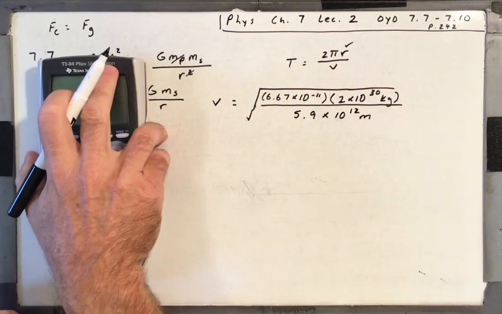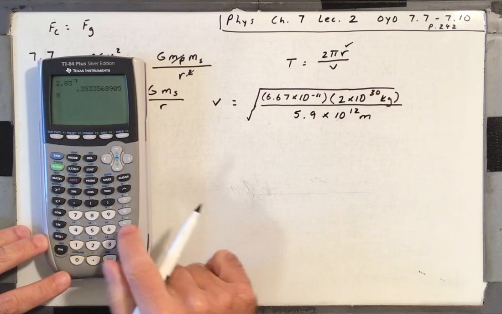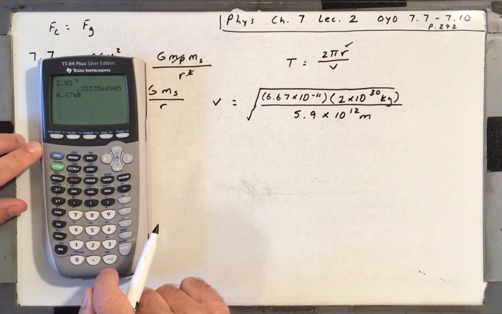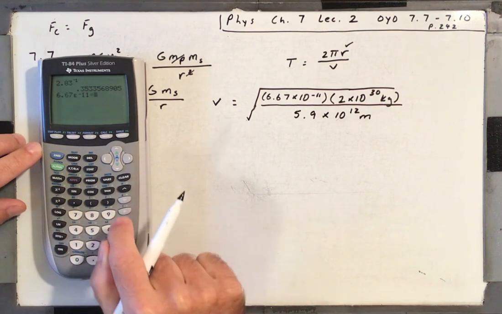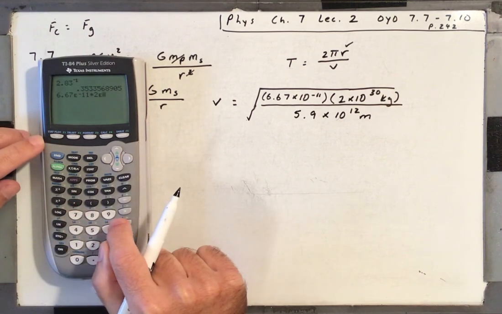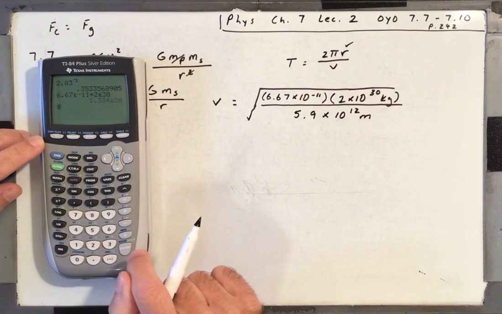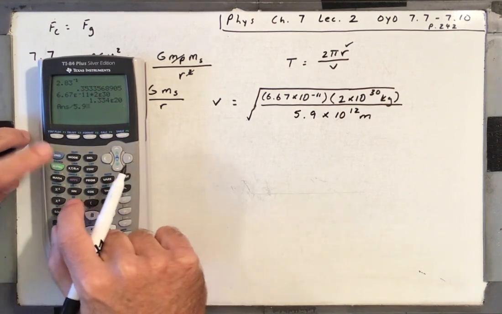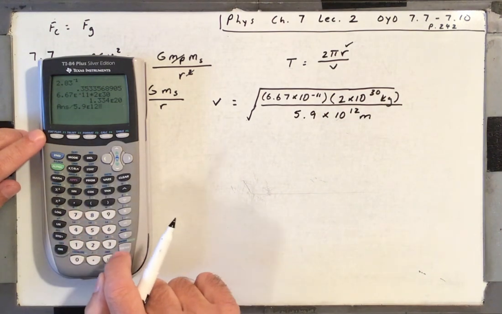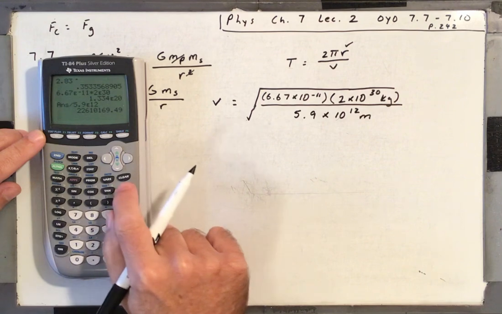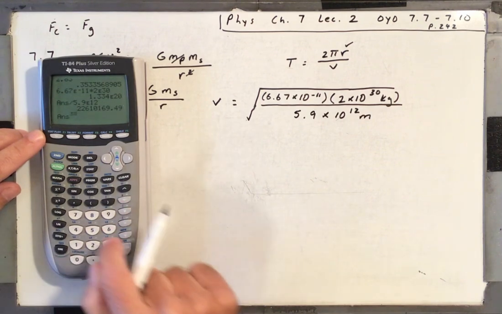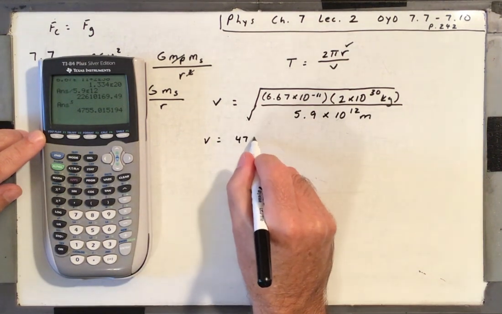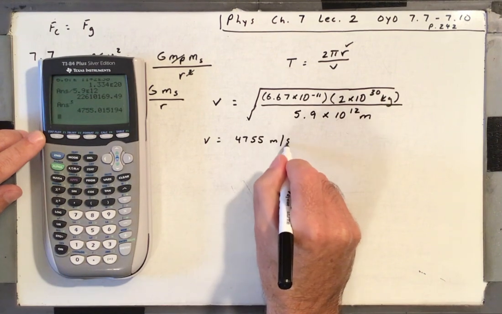All right, so let's go ahead and do this together in our calculator. That's going to be 6.67, then use your double E button, second function double E, the negative 11, times 2 times 10 to the 30th. I'm going to go ahead and hit enter, so you've got a number there. Divide that number by 5.9 times 10 to the 12th. Okay, and now we've got that number. I'm going to raise that to the 0.5 power to take the square root. So the velocity is 4,755 meters per second.